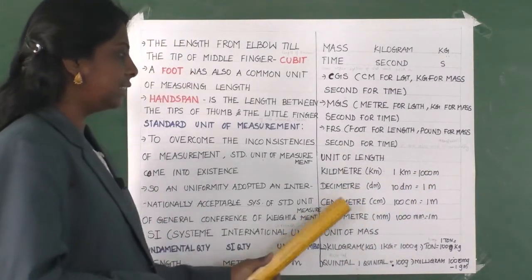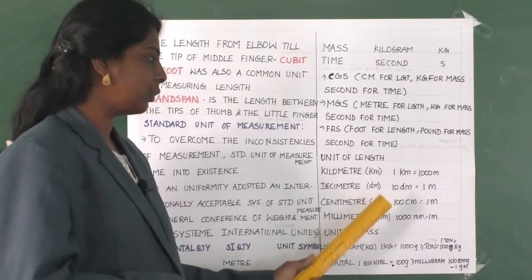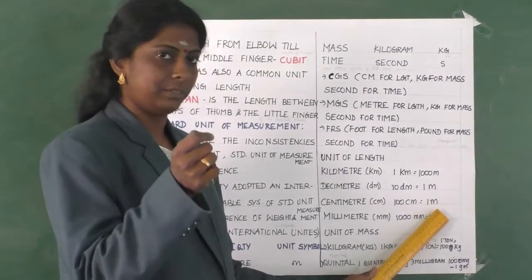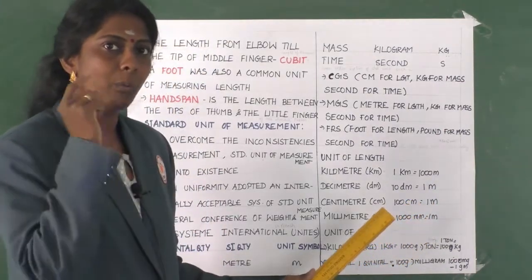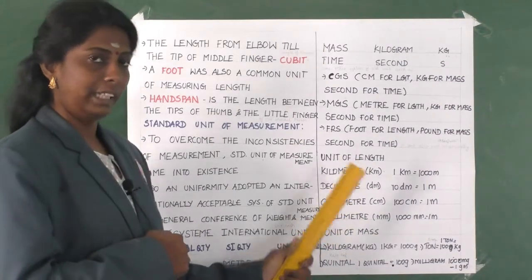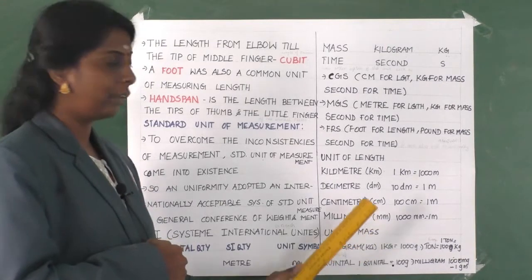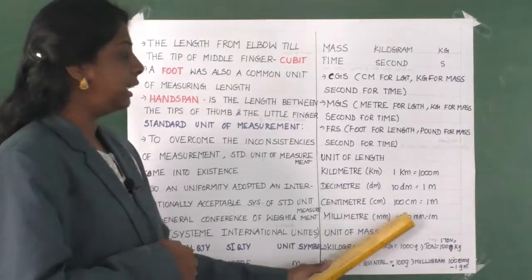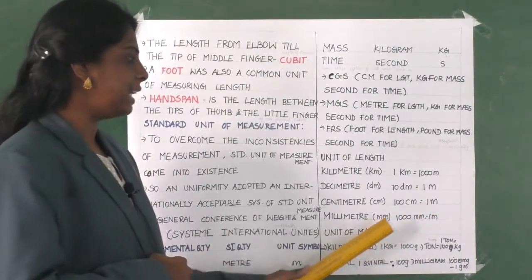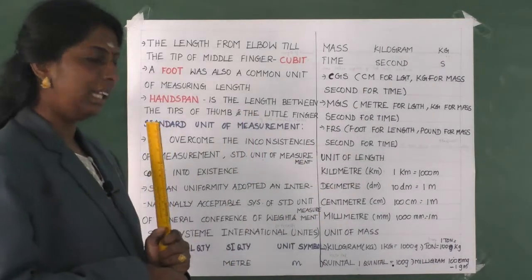Then centimeter, in short it's represented as cm. So 100 centimeter makes 1 meter. Then millimeter, which is in short represented by mm. So 1000 millimeter makes 1 meter. So these are different units of length.